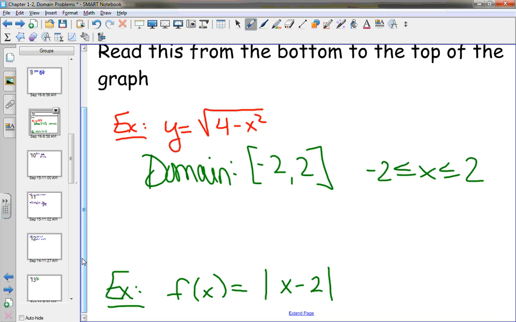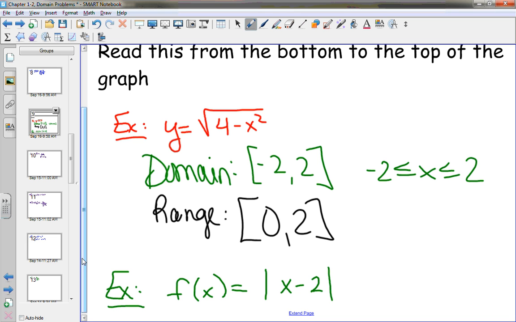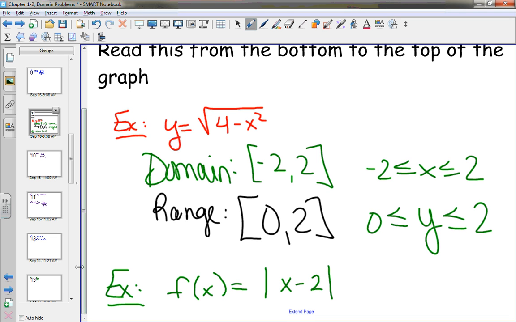Now, how do I write my range? 0 to 2. Or 0 is less than or equal to y, which is less than or equal to 2. Why did I put a y in there? Because it's the range, and the range deals with the y values. Do we understand that?